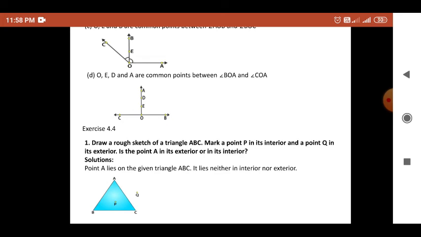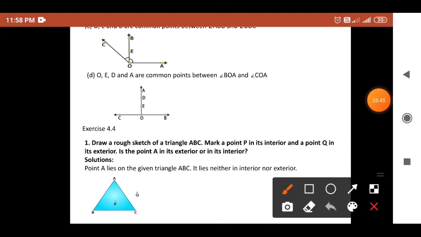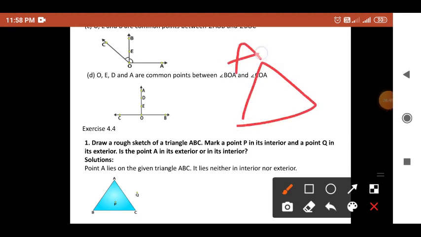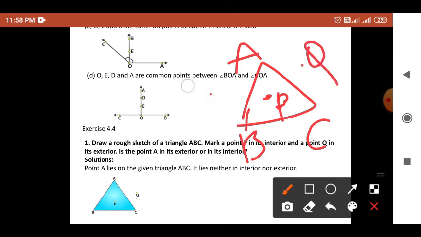Draw a rough sketch of a triangle ABC. Mark a point P in its interior and point Q in its exterior. Is point A in its exterior or in its interior? You have to draw a triangle ABC and mark a point P in the interior, meaning inside of the triangle, and point Q in the exterior. Exterior means outside, anywhere you can write.